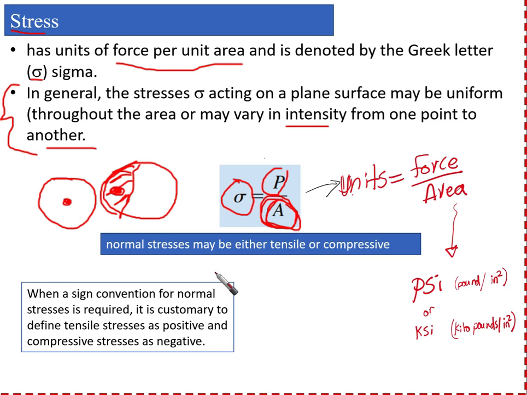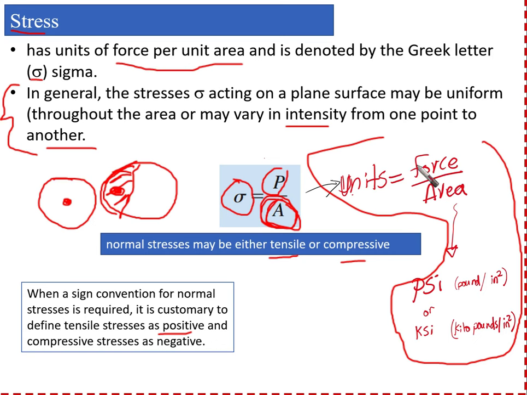Okay, normal stresses may be either tensile or compressive, tension or compression, that's right. When a sign convention for normal stress is required, it is customary to define tensile stresses as positive and compressive stresses as negative. That's very common. Whenever we talk about positive stresses, this means tensile. Whenever we talk about negative stresses, this means compressive. And the units are force per unit area, which I'm going to talk about later on.